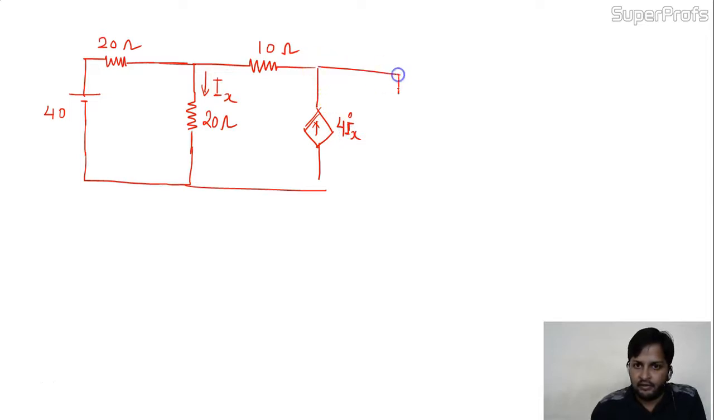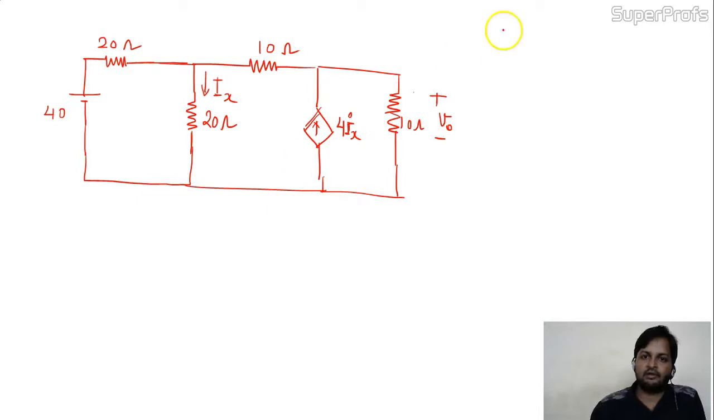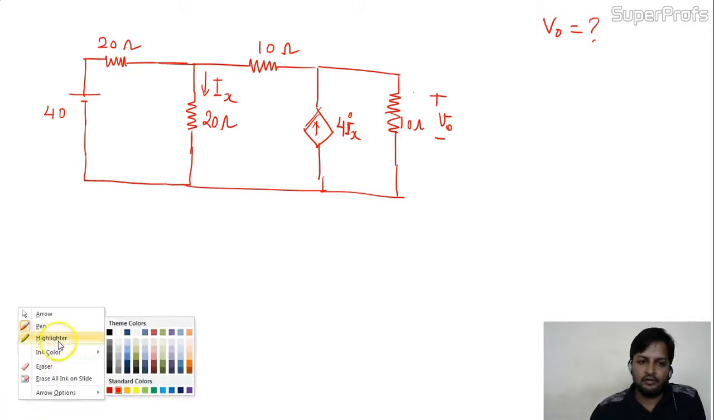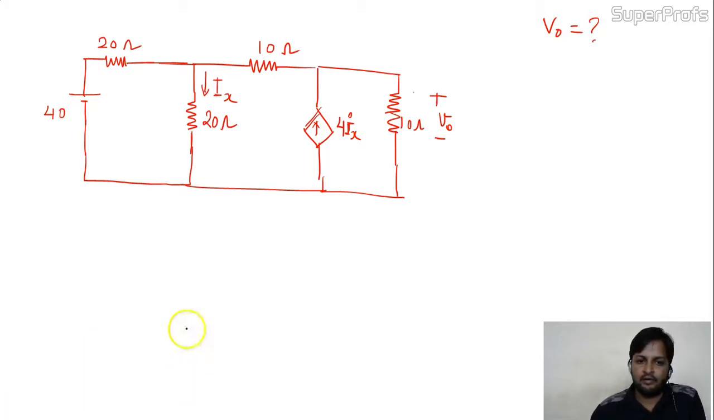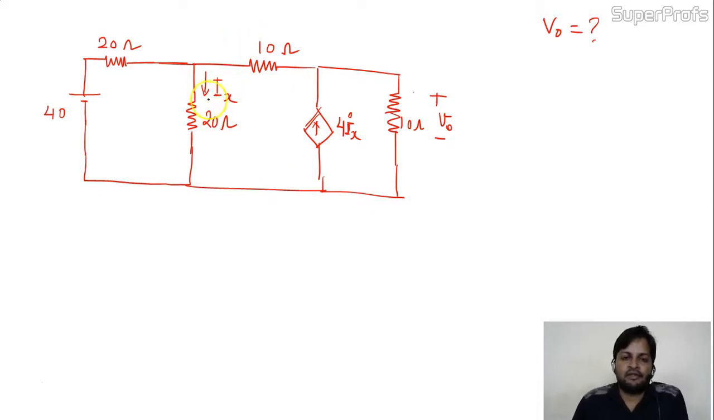Okay, fine. Come to the remaining part of the circuit, and that is the 10 ohm resistance, and the voltage across this is nothing but V0. Now the question is find out the V0. Okay, is it clear to you? Now come to the circuit analysis. First we'll smash the circuit.